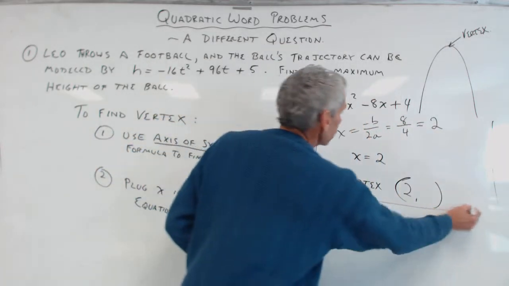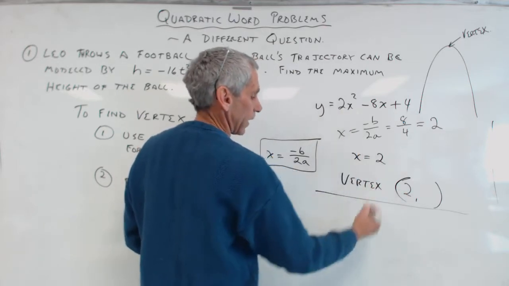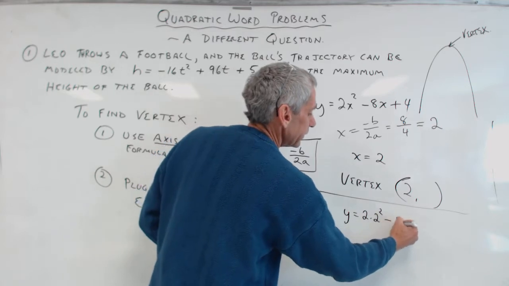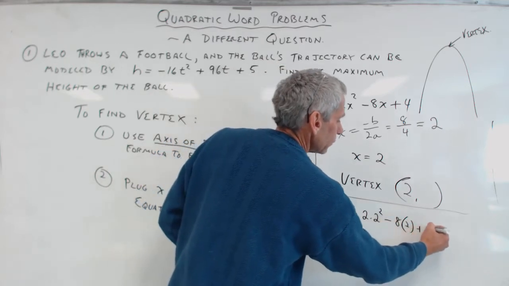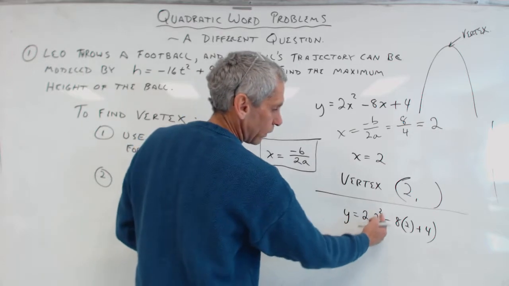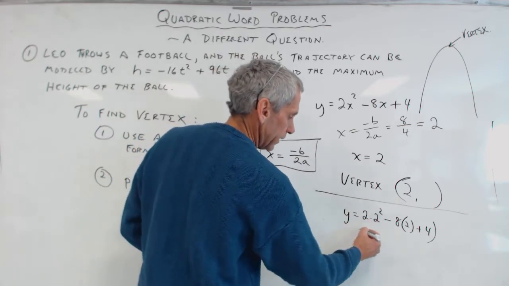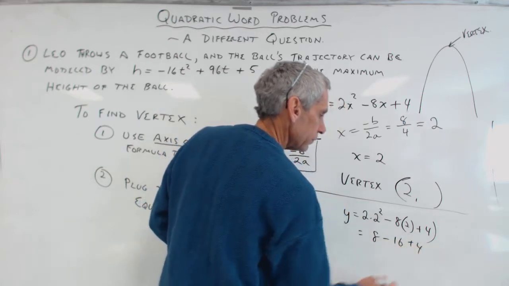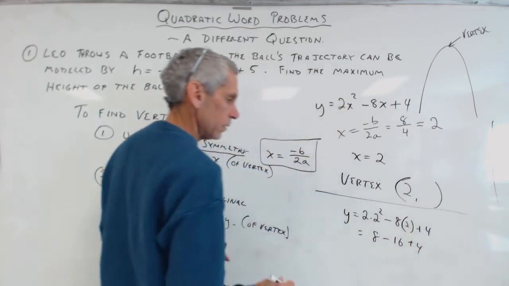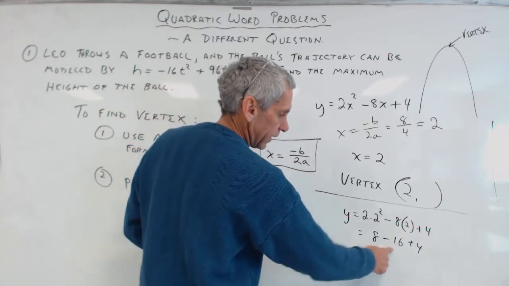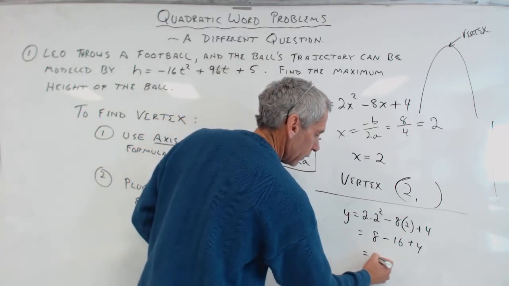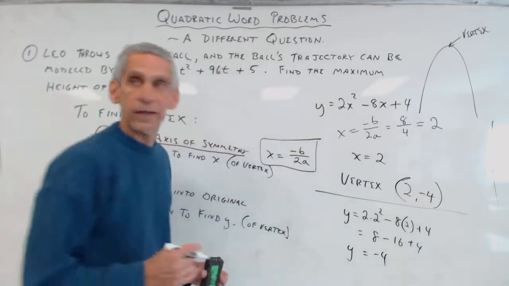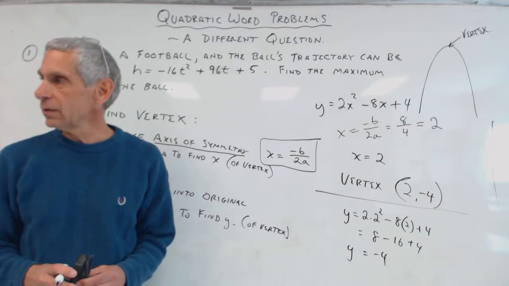So here's my original equation. I'm going to plug 2 in for x. So y is equal to 2 times 2 squared minus 8 times 2 plus 4. So 2 squared is 4. 2 times 4 is 8. So that equals 8 minus 16 plus 4. So 8 minus 16 is negative 8, plus 4 is negative 4. So I know that y is negative 4 when x is 2. And that's my vertex. Remember this?